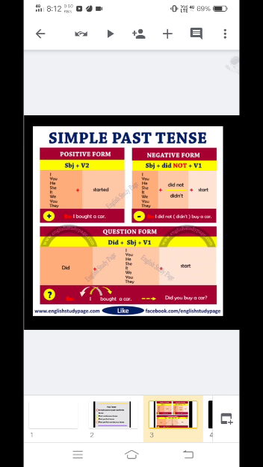In negative form, it is formed with did not plus verb first form, not the second form. We use subject plus did not plus verb first form, like I, you, he, she, it, we, they plus did not or didn't plus start, verb first form, like I didn't buy a car.